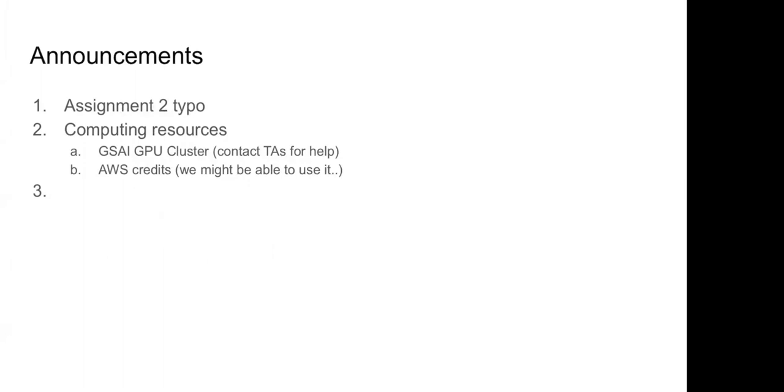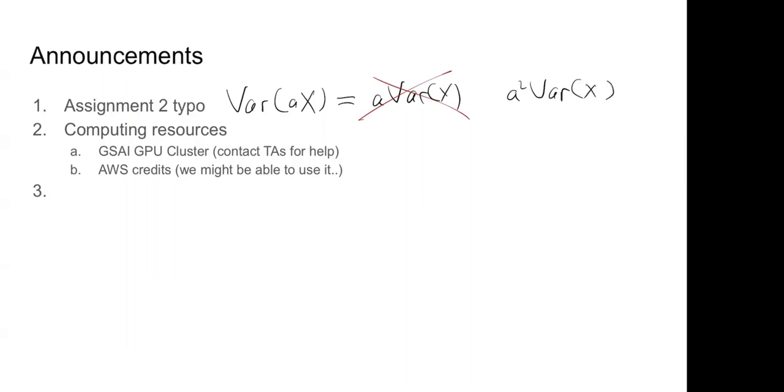Announcements, I don't have many today. Number one is that there was a typo that was pointed out on GitHub discussions regarding the equation for variance when a scalar value is multiplied. Originally I wrote, if I have random variable x and constant a, then I wrote this, but this is wrong. It should be a squared x. So please keep that in mind.